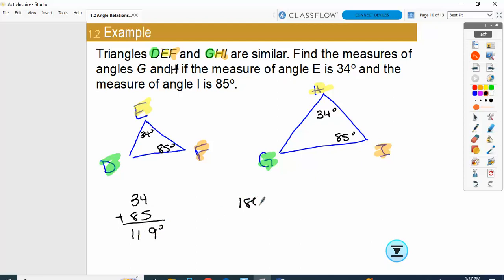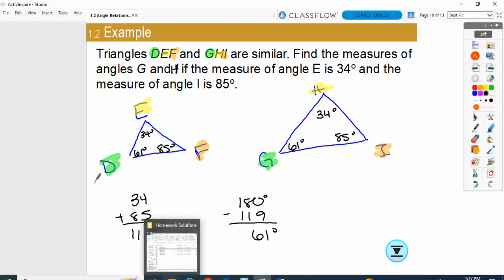119 degrees, or 180 minus 119 is 60. Okay, so if you're looking for a missing angle, you just have to remember which angles are the same.